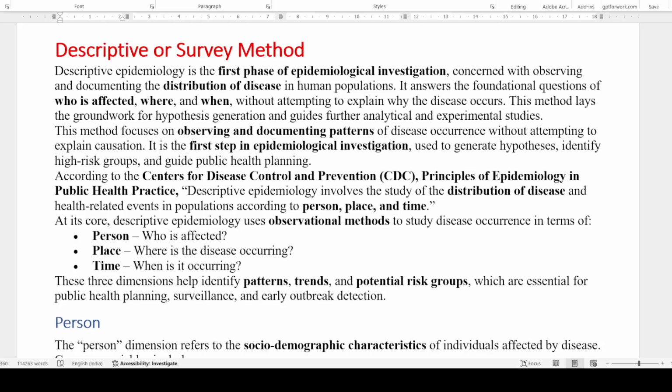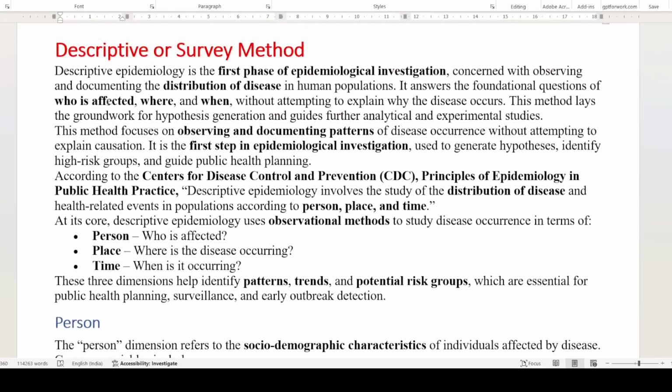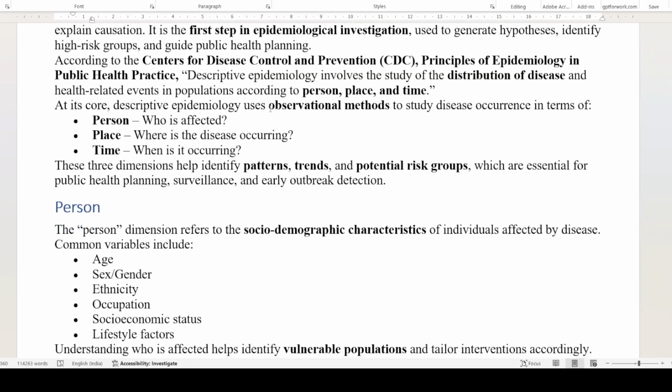Now we are going into detail in descriptive method. So we already know what it states, what it answers. It answers the questions to who, where, and when, right? And we are using the observational methods to study the disease in terms of person, place, and time. So person is answering who is being affected, place means where, and time means when. These three dimensions help us to identify the pattern, trend, and potential risk groups for the particular disease.